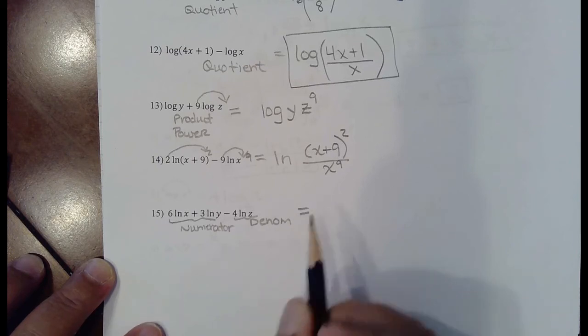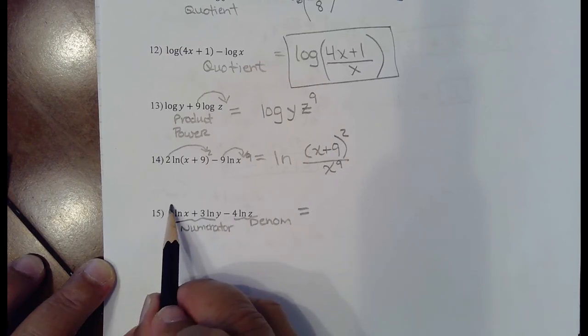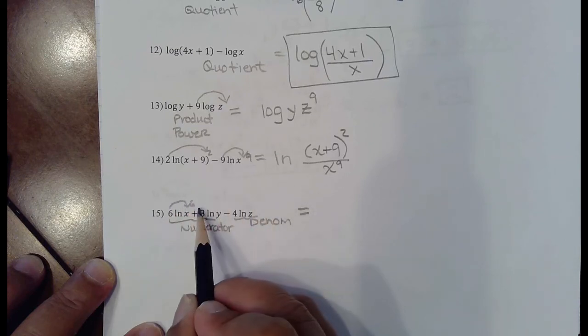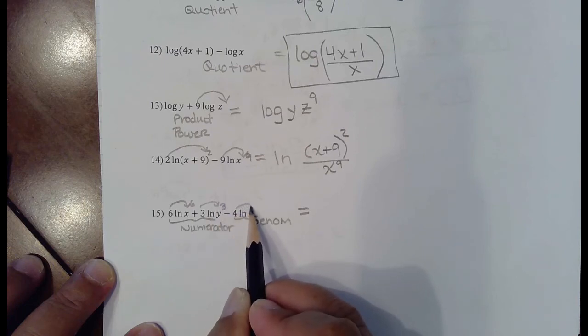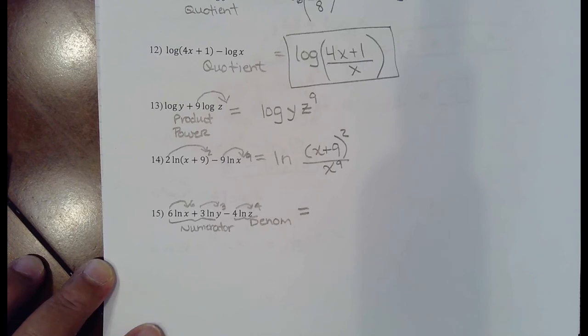Okay, so this is going to be, and then you see all of these numbers that are out in front of the word log, they're just the powers that belong to those arguments. This is really going to be x to the 6th. This is really going to be y to the 3rd. And this is really going to be z to the 4th. Okay, we're going to put together that quotient now.